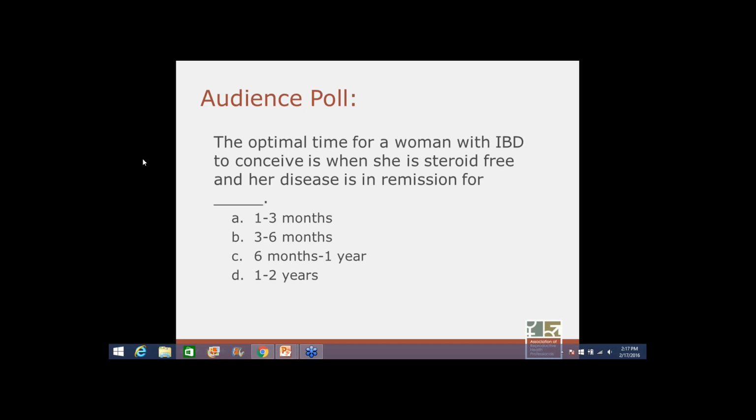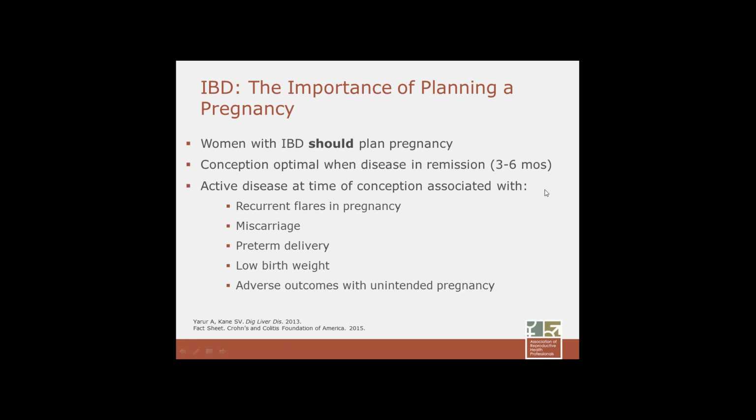Okay, so we have a 50-50 split again between the answers of 3 to 6 months and 6 months to 1 year. So the correct answer here is 3 to 6 months. Now, there's nothing wrong with waiting 6 to 12 months. Women with IBD really should be planning a pregnancy, if at all possible, which means that they need to be thinking proactively about their contraception.